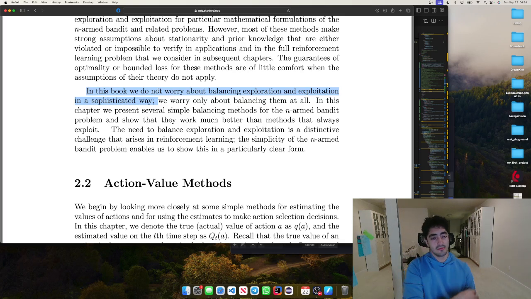The need to balance exploration and exploitation is a distinctive challenge that arises in reinforcement learning. The simplicity of the n-armed bandit problem enables us to show this in a particularly clear form.